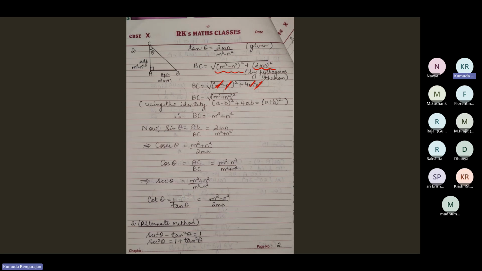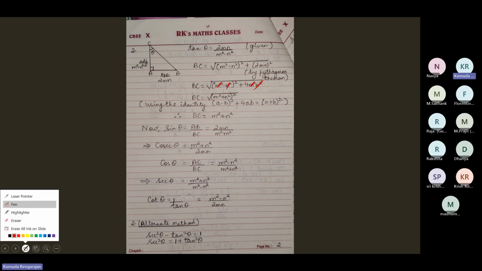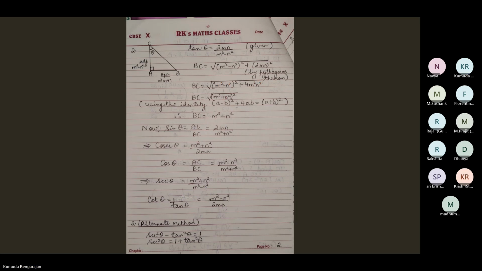So how do you read this? (A minus b) whole square plus 4ab. A is this one. This is A, this is B. You can see the same thing here, A and B. So by the identity, it is (A plus B) the whole square. So that's about the second one.